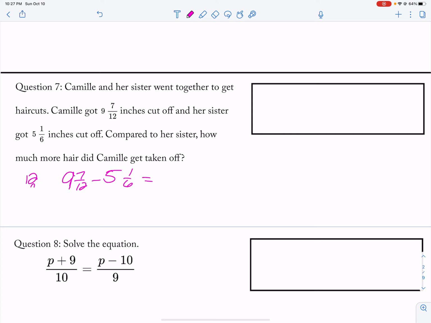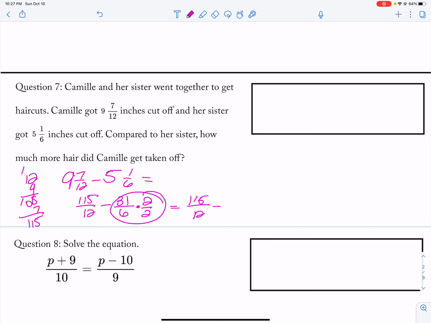All right, so remember 12 times 9 is 108, plus 7, so that's 115 over 12 minus 31 over 6. So in order to find a common denominator, I'm going to multiply top and bottom of this right fraction by 2, so I get 115 over 12 minus 62 over 12. So I subtract off 62, and that gives me 53. So this is 53 over 12.